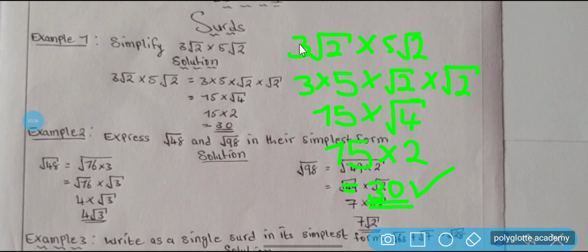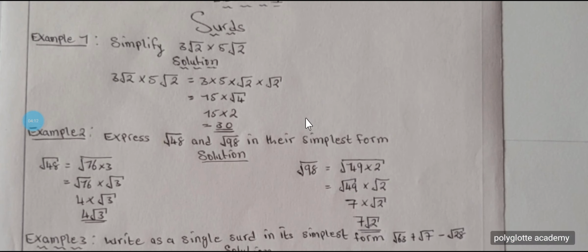So we have 3 times 5, which is 15, and root 2 times root 2, which is going to give us root 4. So we have 15 times 2, and this 2 comes as a result of root 4. So we have 15 times 2, which will give us 30. Okay, now the next problem.